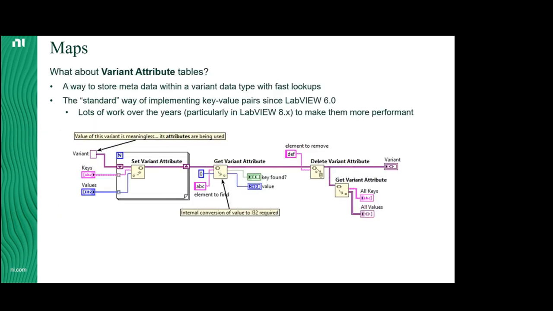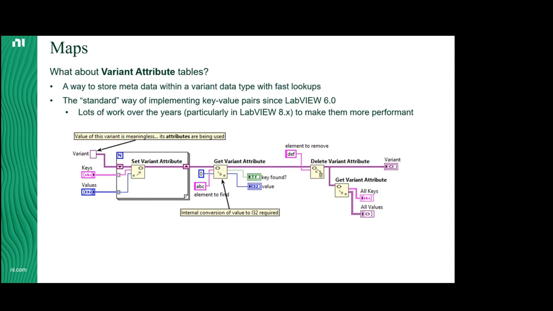All right, Norm was asking me about this before the presentation started, but I want to talk for a minute about variant attribute tables. If you are a long-time LabVIEW programmer, you have probably heard about variant attribute tables as a way to store data in LabVIEW and have fast lookups. Sounds kind of familiar, doesn't it? Sounds like what we've been talking about this whole time. But variant attribute tables predate sets and maps. They've been around since LabVIEW 6.0. So in other words, forever.